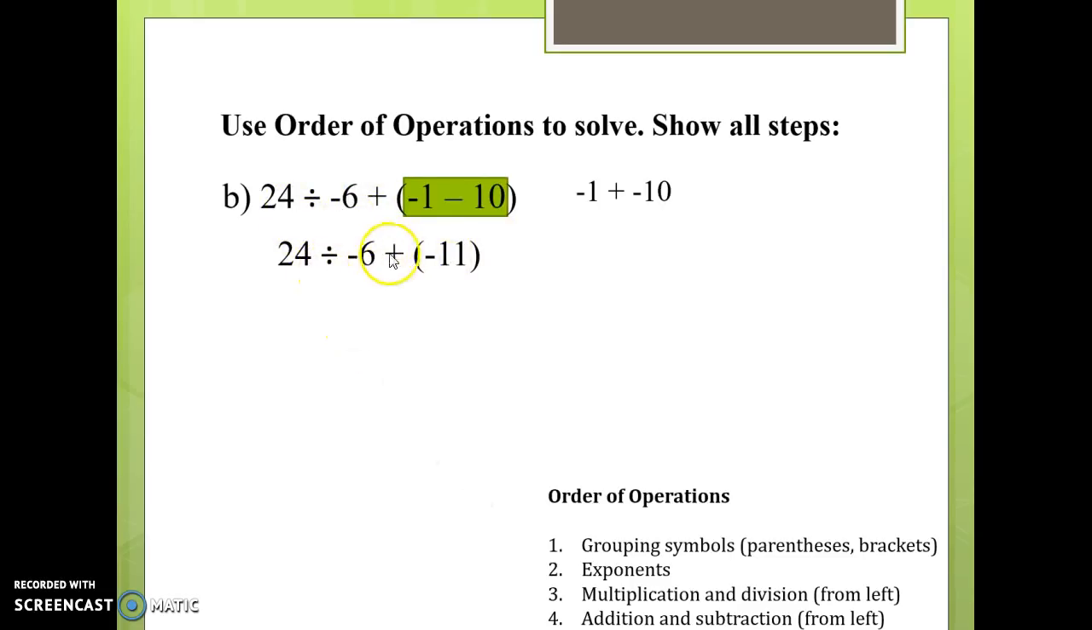Now we have a division and addition. Which one do we have to do first? We have to do the division because it's a higher level operation. We are not doing it first because it's on the left side. We are doing it first because it's a division. So 24 divided by negative 6 would give us negative 4, and we copy everything else. And now we have negative 4 plus negative 11, which will give us negative 15. Both numbers have the same sign, so add them up, keep the sign.